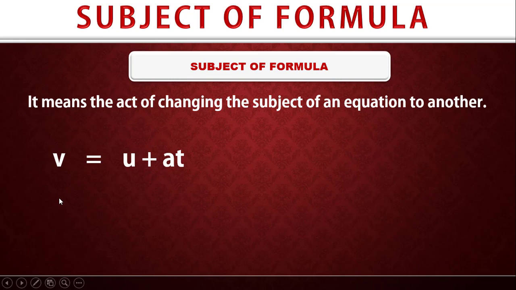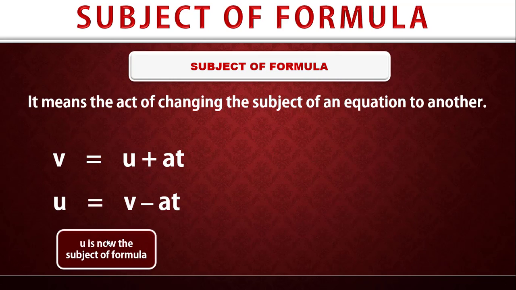So the question might look like this that you might be given. You might say, make u the subject of formula. So if you're making u the subject of formula, you have the answer to be u = v - at. You get the idea? Okay, so u is now the subject of the formula there.